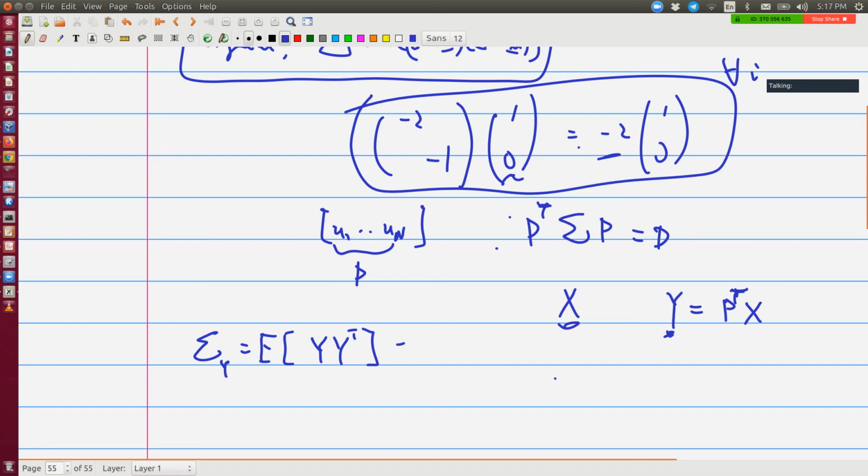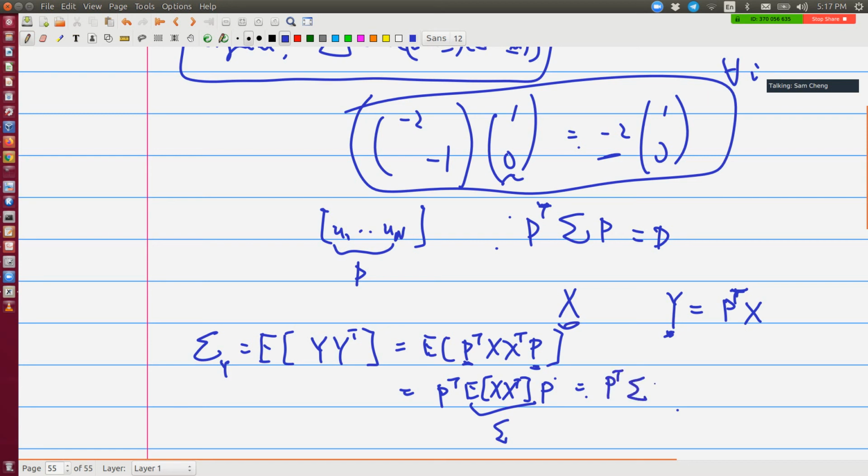So sigma y is equal to the expectation of y y transpose, which equals the expectation of P transpose x x transpose P. Now P is not a random variable, so I can pull it out: P transpose, expectation of x x transpose, P. And this is just the original sigma, so I have P transpose sigma P, which is just equal to D, a diagonal matrix.